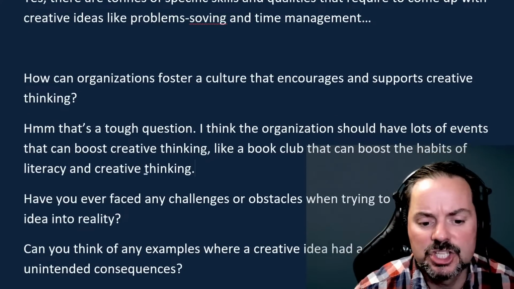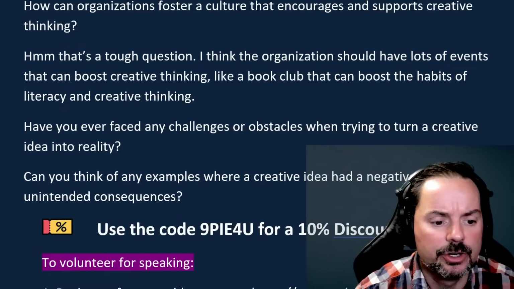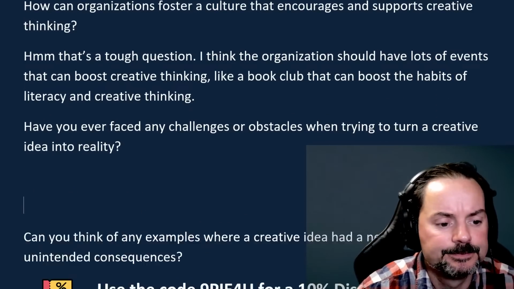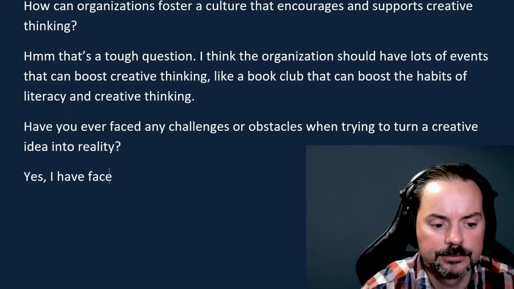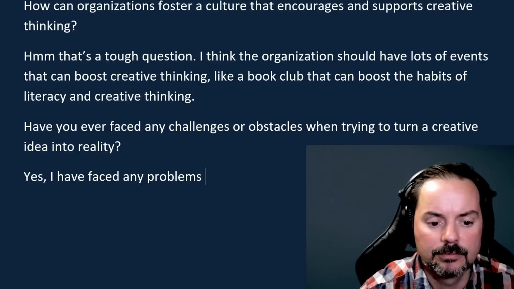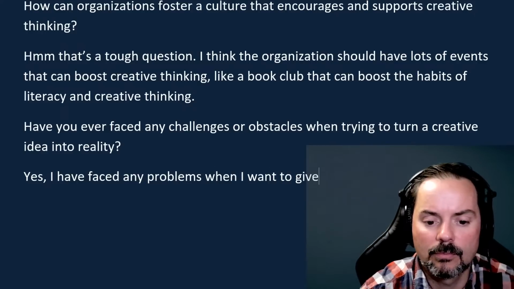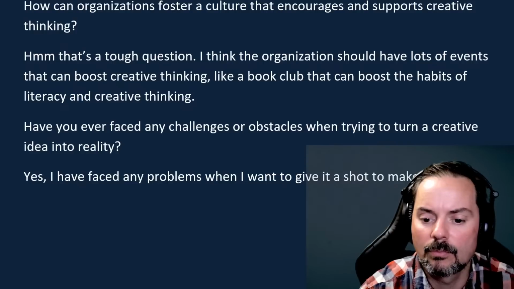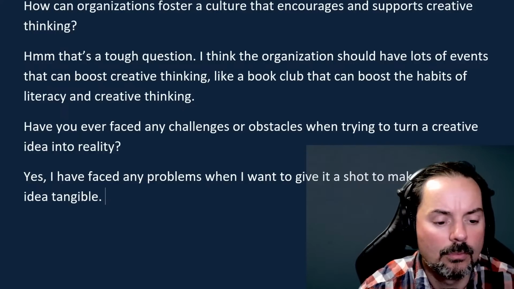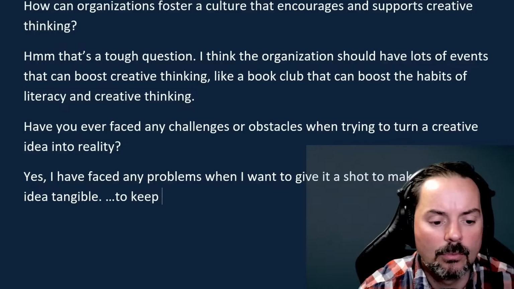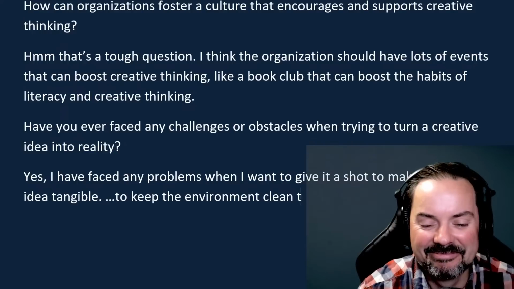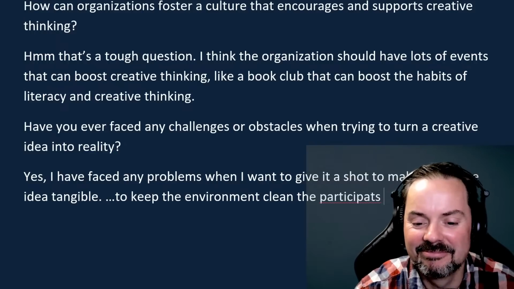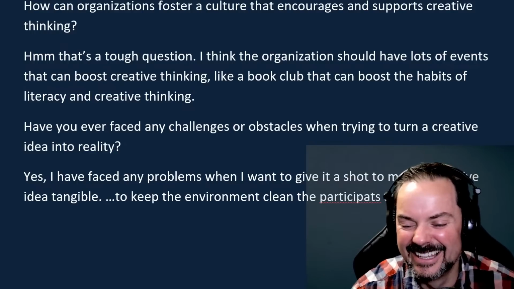Have you ever faced any challenges or obstacles when trying to turn a creative idea into reality? Yes, I have faced some problems or obstacles when I wanted to give it a shot to make a creative idea tangible. Like, I organized some community service events to keep the environment clean, but unfortunately the participants, including myself, were very lazy. They tended to sleep instead of working. So it was a big risk.